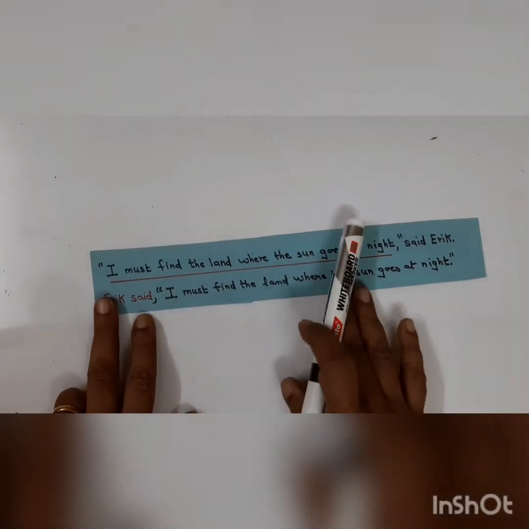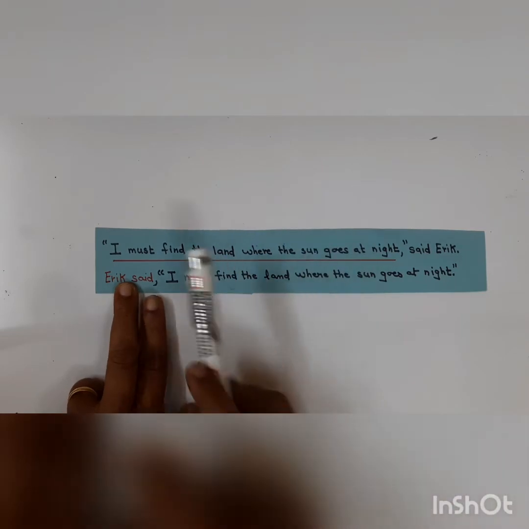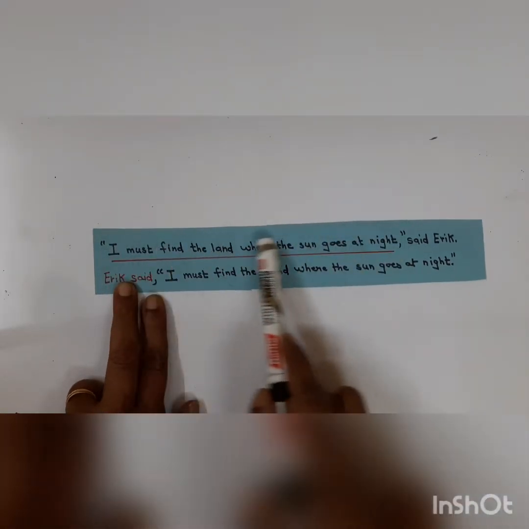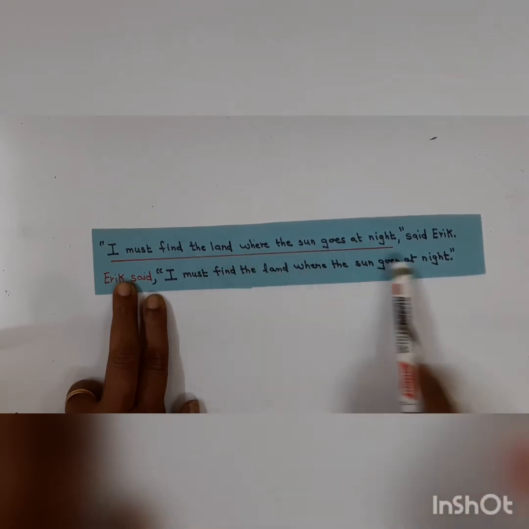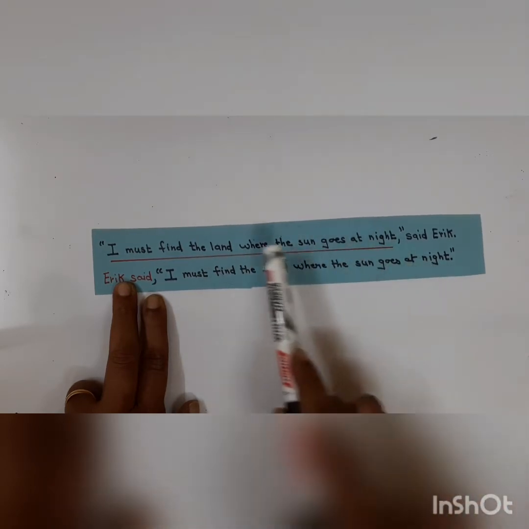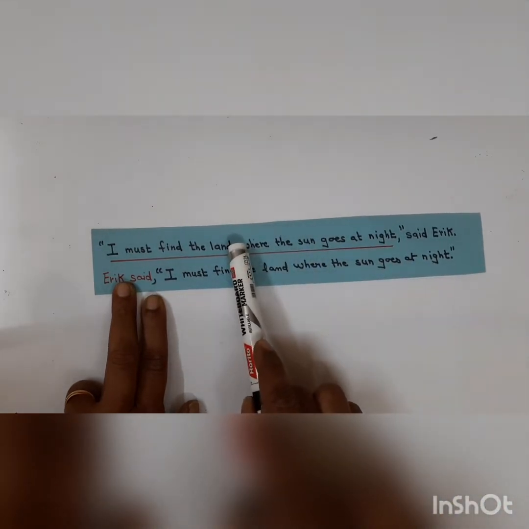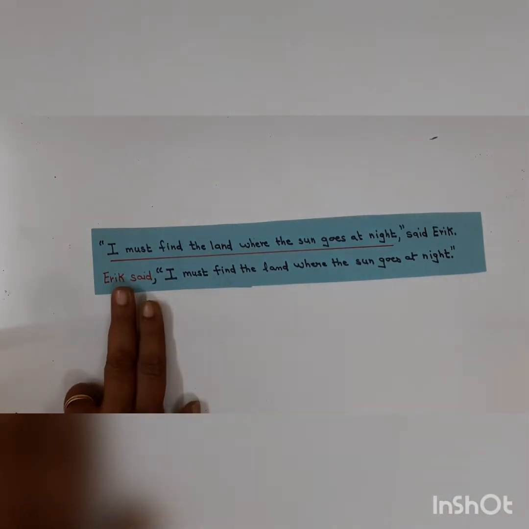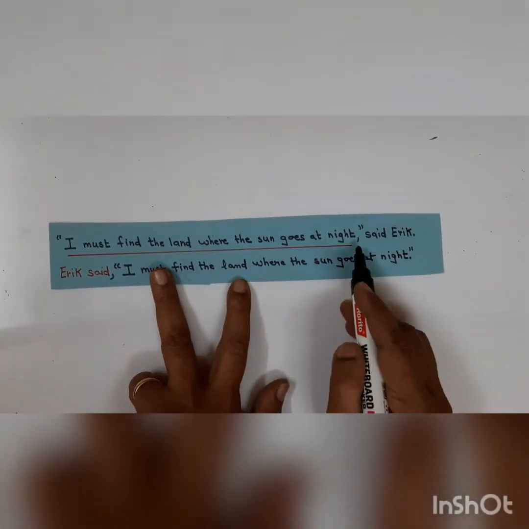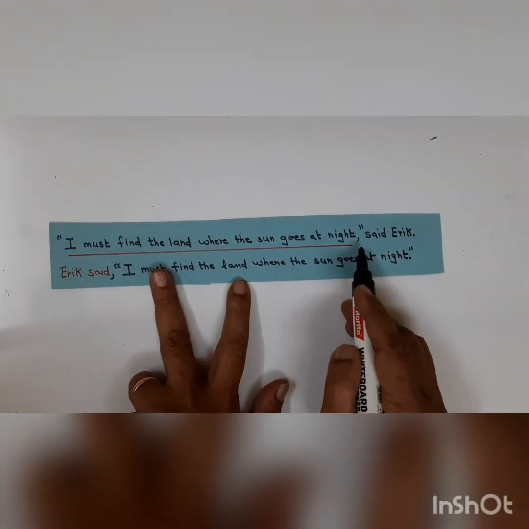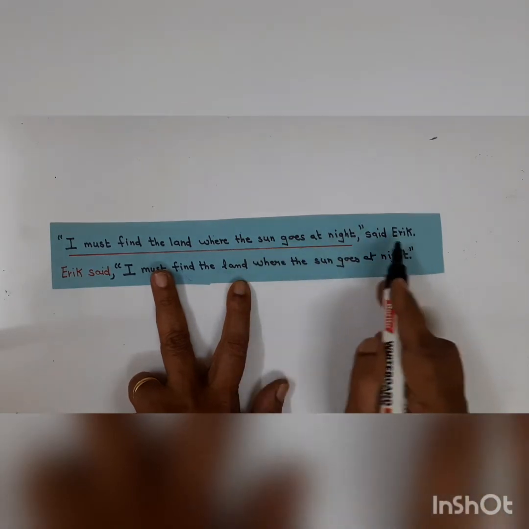Now, children, first identify which is the spoken word over here. Can you see the speech marks? These are your spoken words. Here the spoken words have come after and here they have come before. Now children, very important, look here. We use a comma. Can you see this comma? We use a comma to separate the spoken and non-spoken words.